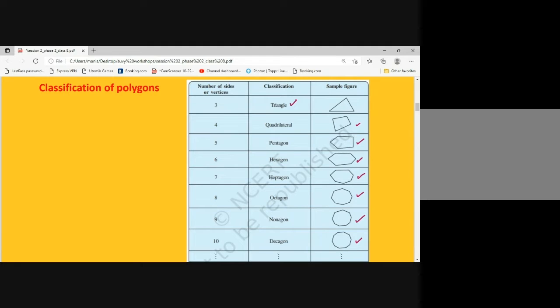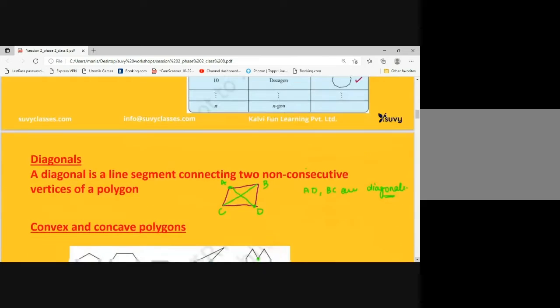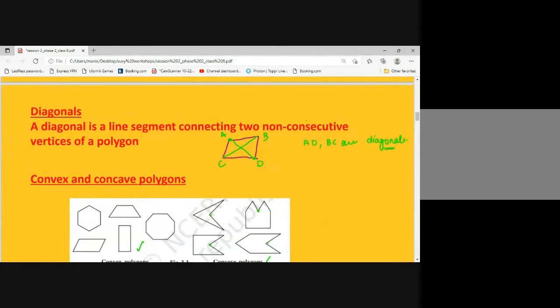When you have 6 vertices, it is called a hexagon. Yes, ma'am. Then 7 vertices, heptagon. When 8 vertices are there, then octagon. Then 9 vertices, nonagon. 10 vertices, decagon. Right? Okay. So see, what are diagonals? A line joining non-consecutive vertices of a polygon is called a diagonal. See, I just made a polygon of 4 vertices. When I joined A and D, they are not consecutive, not adjacent. Yes, ma'am. When you join AD and BC, these are called diagonals of your polygon.